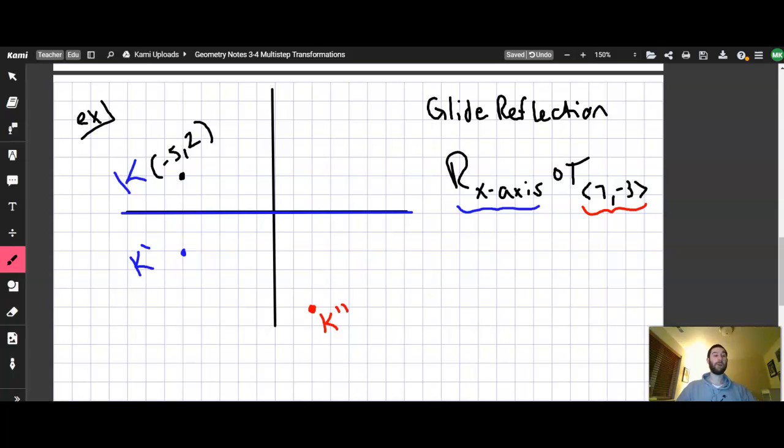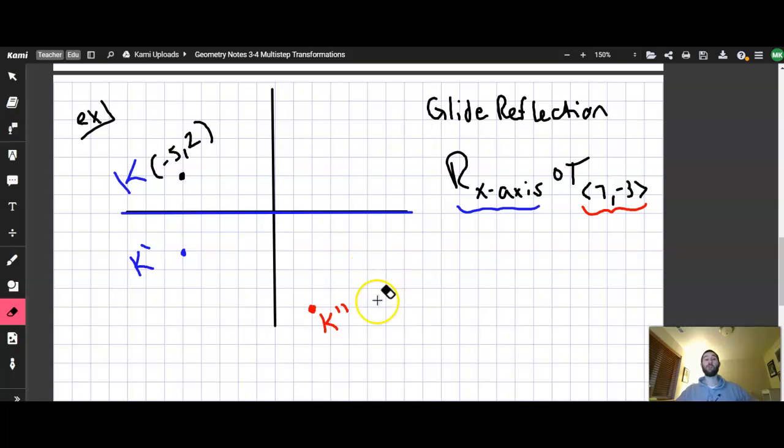So ladies and gentlemen, I'm going to go ahead and just for show erase our middle step. Because this point up here, K, is the pre-image. This point down here in red, K double prime, is the image of the glide reflection. So this is the composition of our transformations, the reflection and the translation that gets us from here to here. And then, of course, you can put down the middle to help show your work.